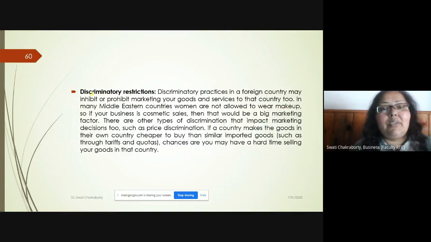Discriminatory restrictions. The discriminatory practices that happen in a foreign country can also prevent marketing of your goods and services, right? Say for instance, everyone knows this, in the Middle East, women are not allowed to wear makeup. So if you have a business which is cosmetics, this would be a very big factor. How can you market it where women are not allowed to do so?